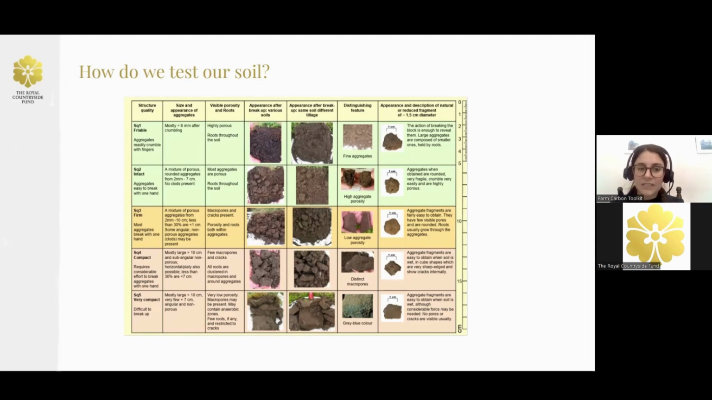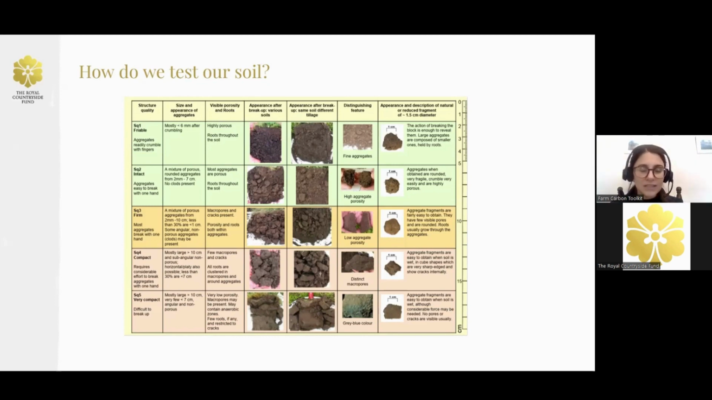The other difference is that the scoring is done by pulling that soil apart, having a look at how it breaks. Nature doesn't work in straight lines. So if you're pulling it apart and it's opening like a book, it's likely to be more compact. Whereas if you pull it apart and you get lots of fine aggregates or more circular shaped clumps of soil, it's likely to just have that natural structuring rather than compaction.